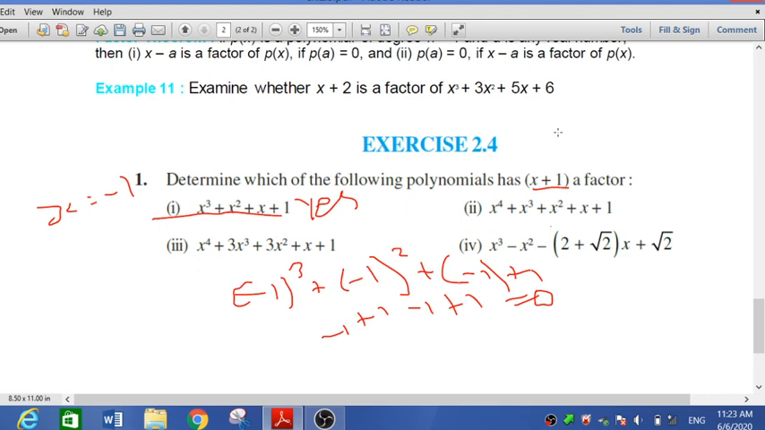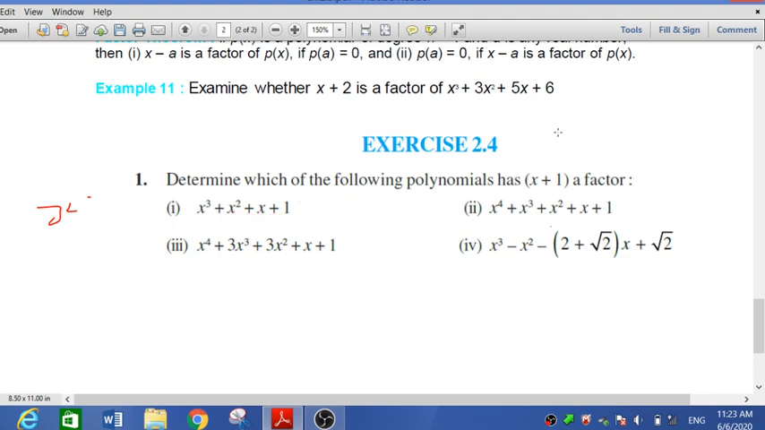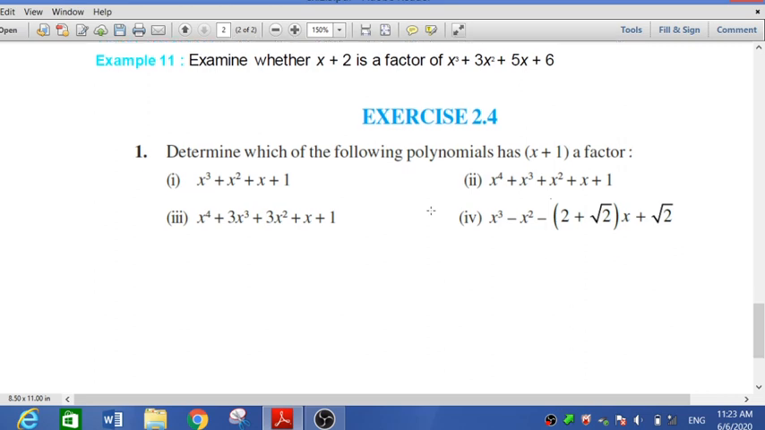So try to complete exercise 2.4 in your fair book also. Exercise 2.1 we have completed, exercise 2.2 completed, 2.3 and this is 2.4. The first sum of 2.4 you have to try yourself, because the first sum I have already completed.